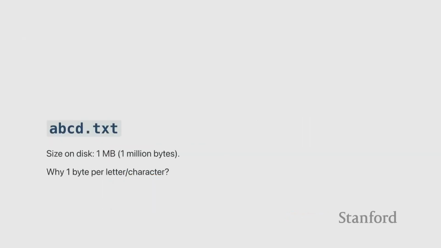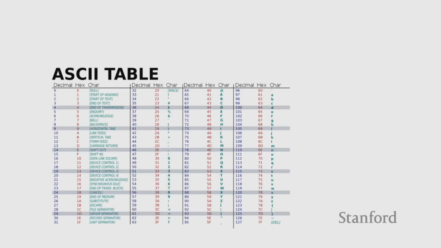Okay, so if you actually create this file and check the size, what you would see is the size is 1 megabyte, 1 million bytes, and we are basically spending 1 byte per each symbol, right? A, B, C, D. And why?